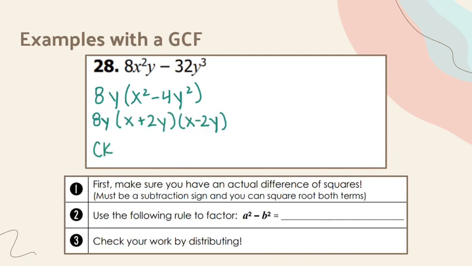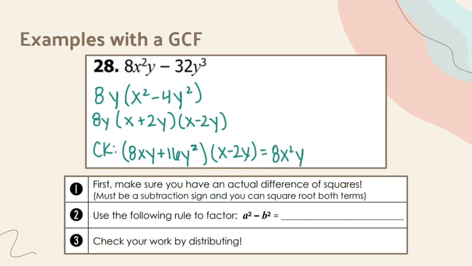All right, so when we check our answer, apologies, we're going to distribute the 8y to the first binomial. So 8y times x is 8xy. 8y times 2y is positive 16y squared. That's what I forgot. I forgot to square the y here. And then we're going to multiply that by the second binomial. So now, whenever we do this, 8xy times x is 8x squared y.